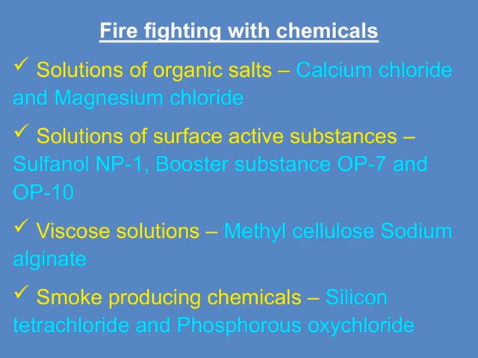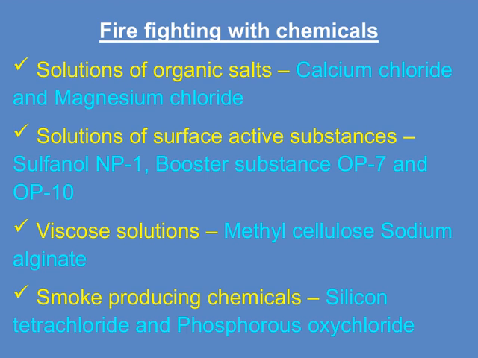When dealing with different types of fires, we often use specific chemical solutions to suppress the flames effectively. One category includes solutions of organic salts, such as calcium chloride and magnesium chloride. These are particularly useful because they can quickly form a barrier on the surface and help in smothering the fire. Next, we have solutions of surface active substances like sulfonal NP1 and booster substances such as OP7 and OP10. These chemicals work by reducing surface tension, which helps in spreading the foam and covering the burning material more efficiently. They're essential in creating a thick foam layer that isolates the fuel from oxygen.